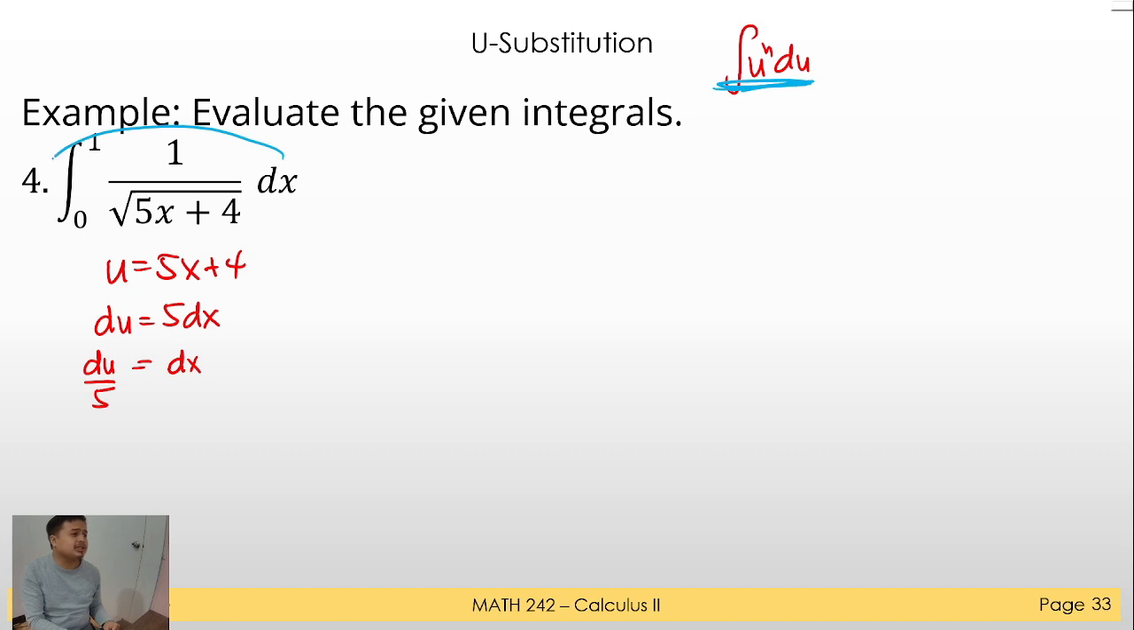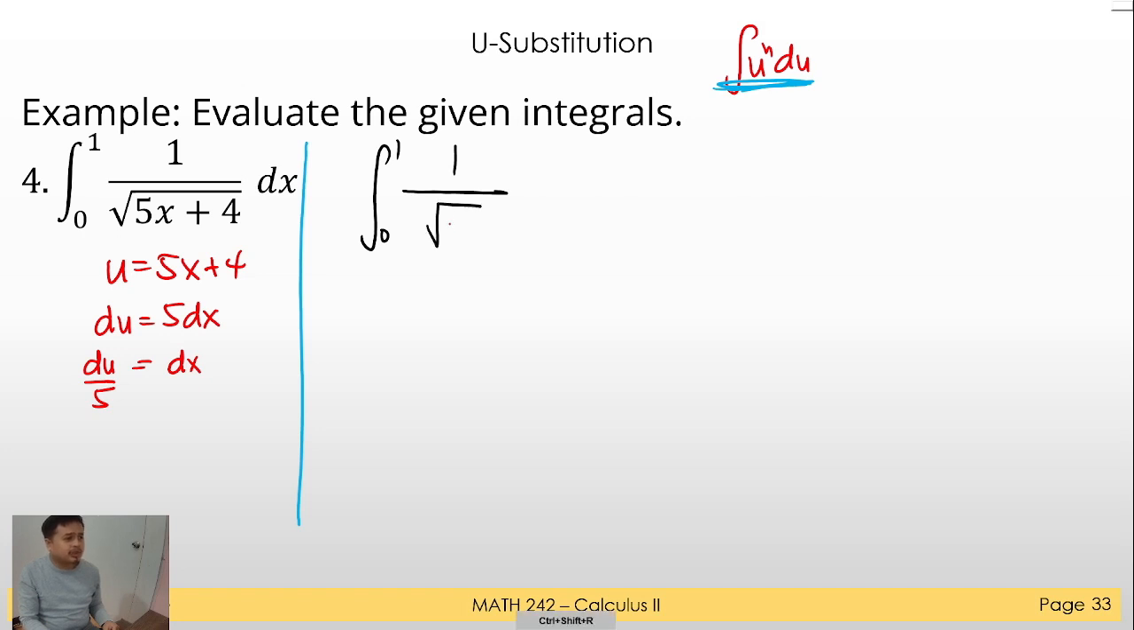Okay, so let's set aside first this definite integral. We want to first treat this as an indefinite integral. And then later on, we will evaluate this at its limits. Okay, so simplifying this. What is it? Okay. So we have the integral from 0 to 1 of 1 over the square root of u. So this will become u. Okay, and then the dx will now become du over 5.